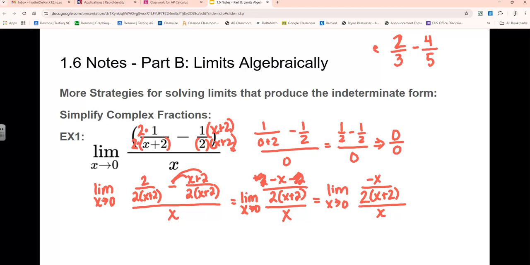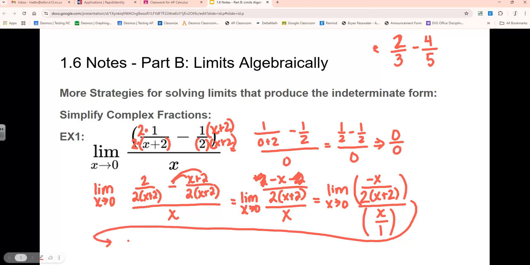Now we still have a complex fraction here, but we at least have a single fraction over something here. So when we have a complex fraction where the bottom was not a fraction, I can treat it like a fraction by just putting it over 1. What do I do when I have fractions divided by fractions? Flip the second, multiply. So I'm going to say the limit as x approaches 0 of negative x over 2 times x plus 2 times 1 over x right here.